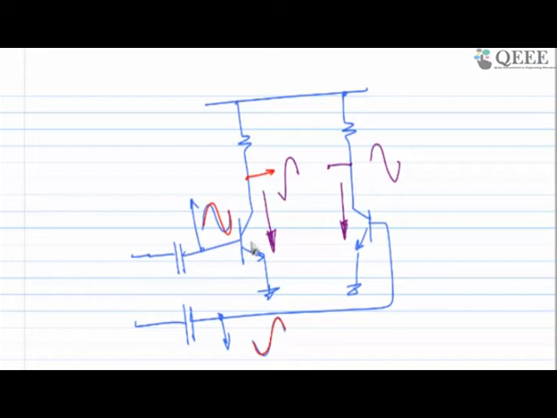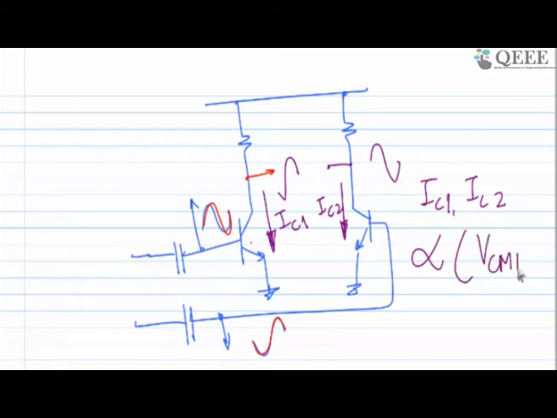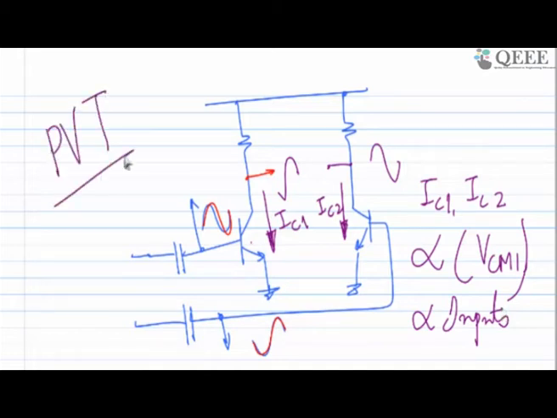So this current, if it is IC1, and this current, if it is IC2, IC1 and IC2 both are functions of the input common mode voltage, or we can say they are functions of the inputs. As the input is changing, my current is also changing, which is very bad, because we learned that our circuit has to be PVT independent. My current has a dependency on voltage. It may be linear, but still it has a voltage dependency.